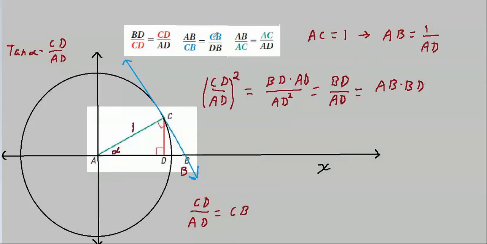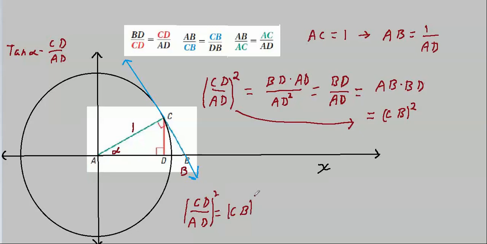CB squared would be AB times DB. Well, that's what we have here, AB, BD. So this equals CB squared. Oh, wait a minute. We just went from CD over AD squared to CB squared. That means that we pretty much have this equation here, don't we?